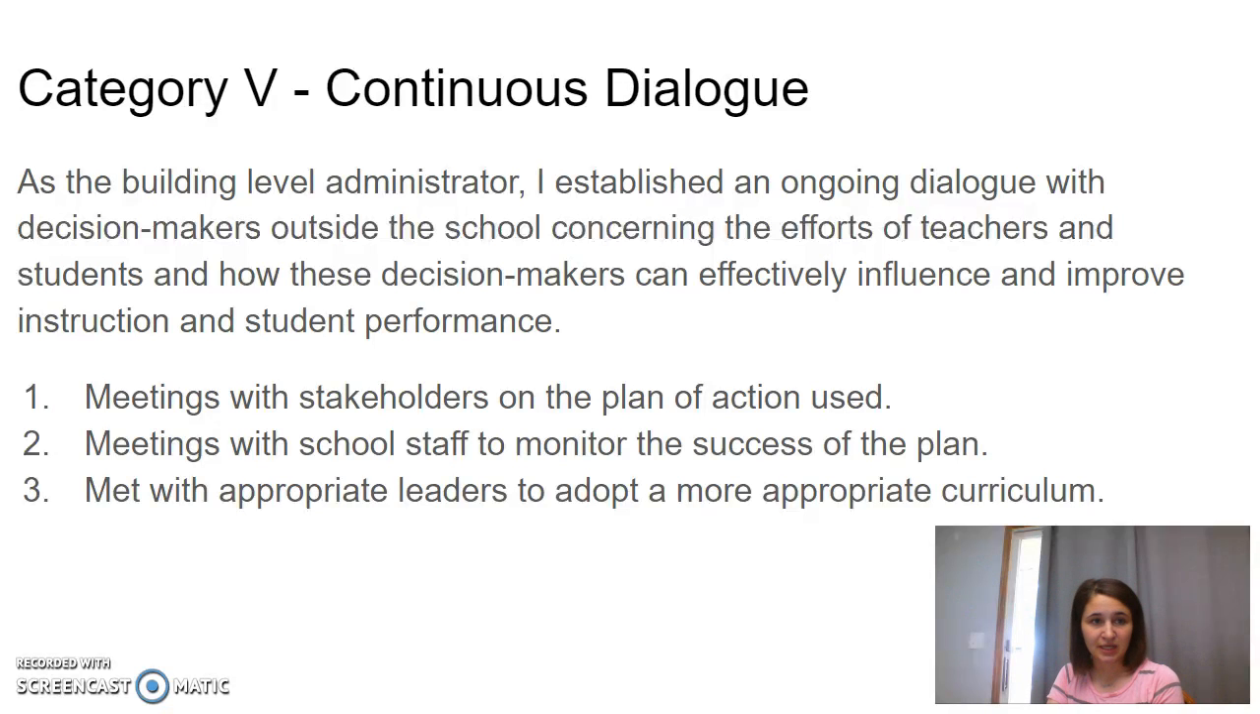Category 5, continuous dialogue. As the building level administrator, I established an ongoing dialogue with decision makers outside the school concerning the efforts of teachers and students and how these decision makers can effectively influence and improve instruction and student performance. My first example was meeting with stakeholders on the plan of action being used. My second example was meeting with the school staff to monitor the success of the plan. And my third example was I met with appropriate leaders to adopt a more appropriate curriculum for our students.